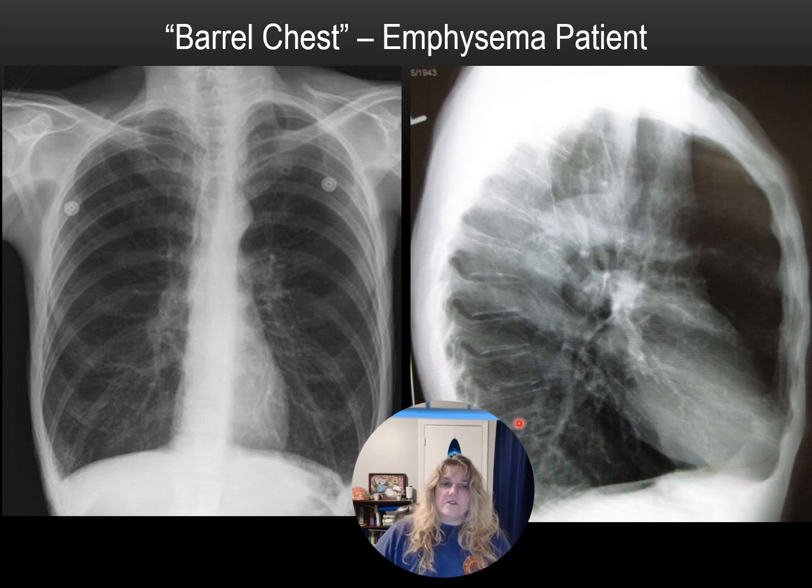So in the side view of a barrel chest, and it's in both. Let me see here. I'm trying to see past, my picture is in the wrong spot. When I go to do the edit, I'll fix it.